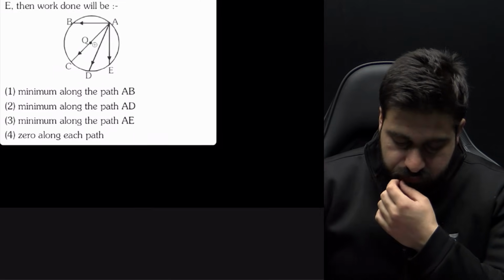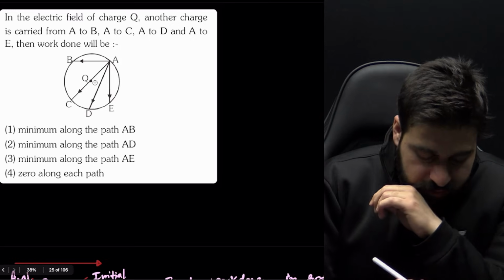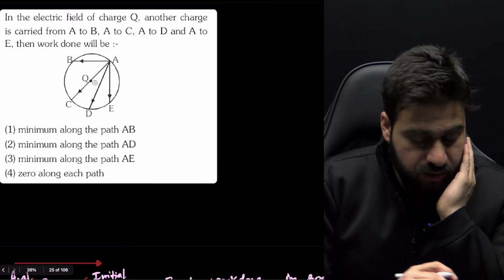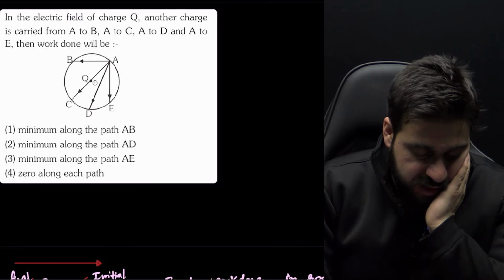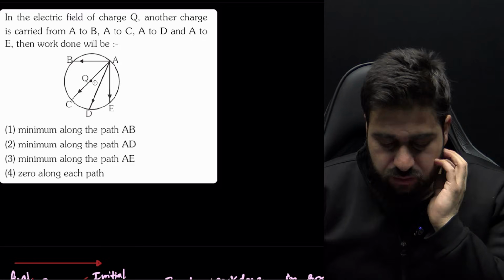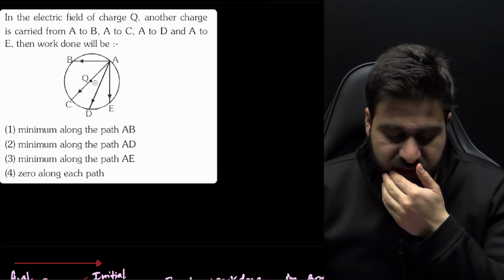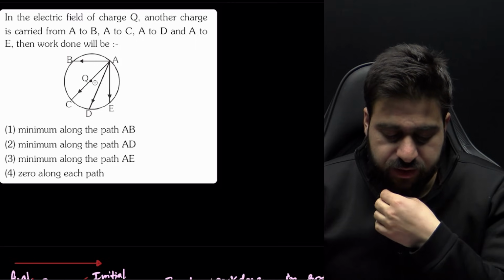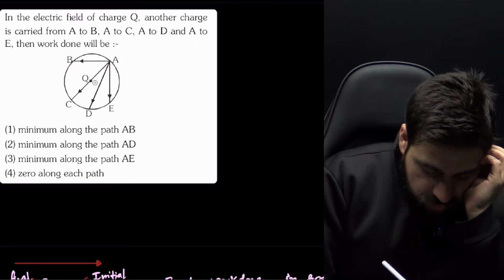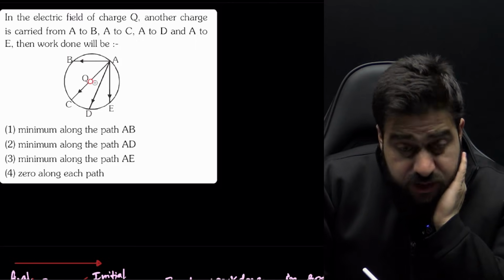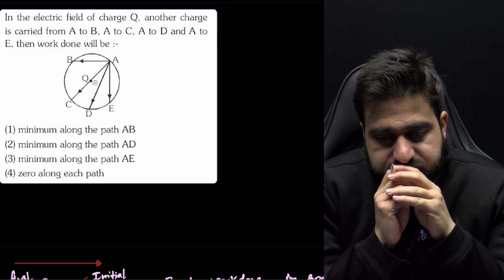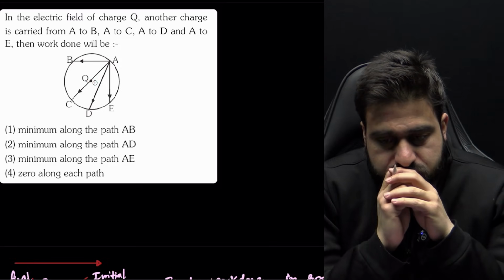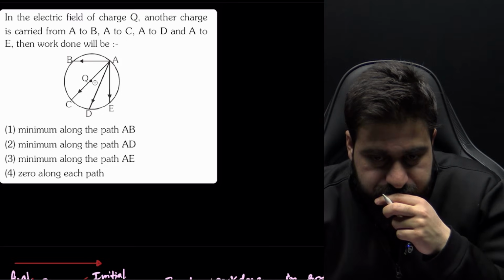Take a look at this question. In an electric field, another charge Q is carried from A to B, A to C, A to D, then the work done will be. See guys, what does the question say? There is a charge placed over here, that is this Q. This is the charge placed.